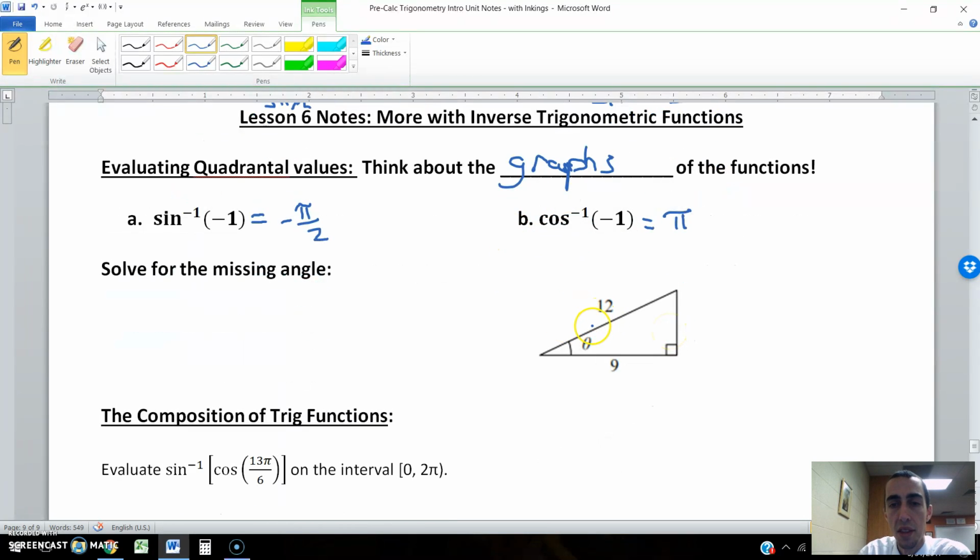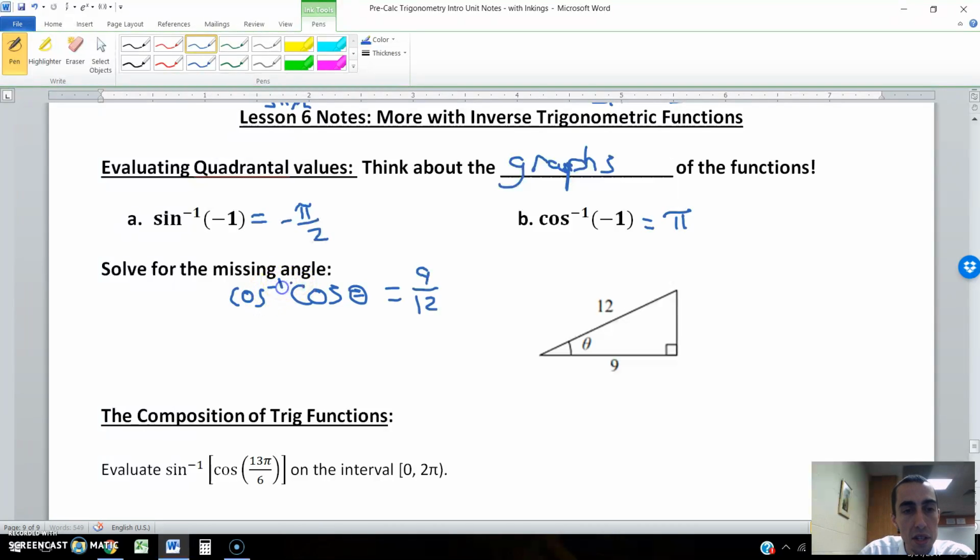Next up, in this one, we solve for the missing angle. So we have two sides of our triangle. We don't know the angle. With respect to this angle, 12 is the hypotenuse and 9 is the adjacent side. So we have adjacent and hypotenuse. So this is a cosine situation. Know that the cosine of the angle will be the adjacent over the hypotenuse. So then we ask ourselves, which angle has a cosine of 9/12?